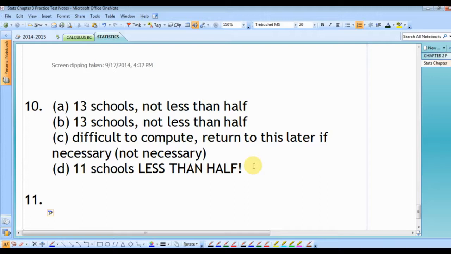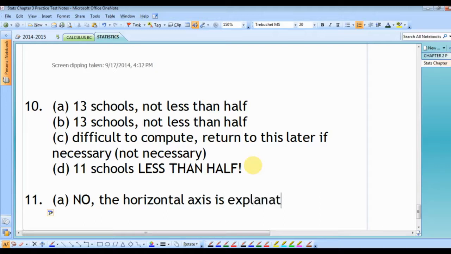When creating a scatter plot, should you use the horizontal axis for the response variable? Julia knows this one. Should we use the horizontal axis for response? No. So maybe we should write this down. A, no. That means E is no too. The horizontal axis is explanatory.